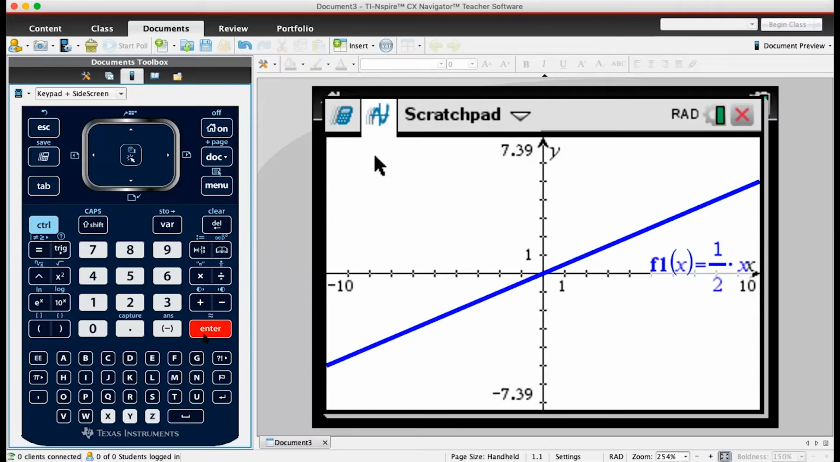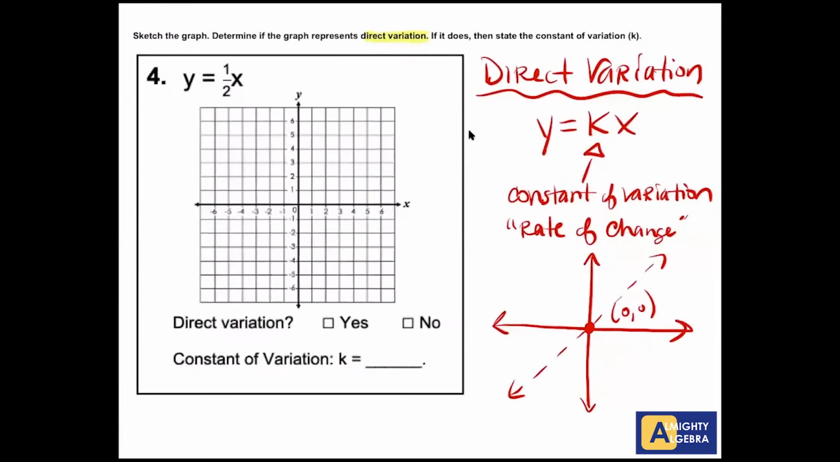When we look at this graph, we see that it does in fact pass through the origin, so this does represent direct variation. The line is increasing, which means it has a positive slope. Now we know this, let's go back and sketch what this graph is supposed to look like. There's the center, the origin, and it's going to look like this. So does this represent direct variation? Yes, because it passes through 0, 0.